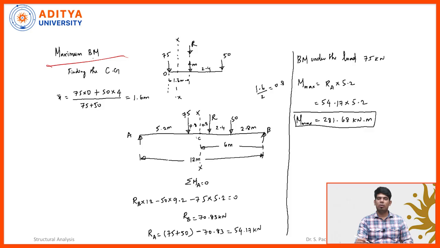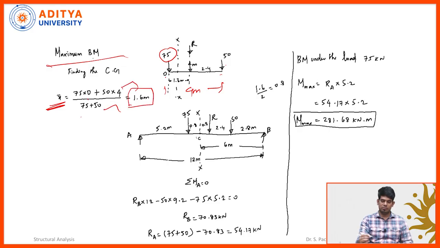So here, why have I included another example? When several point loads are involved, it's very difficult to understand because of the clumsy text. But here you see only 2 point loads are there, and for that I have calculated the centroidal distance. The 75 kilonewton multiplied by the linear distance is 0, and 50 kilonewton multiplied by the linear distance, from here to here, is 4 meters. So 4 multiplied by 75 divided by 75 plus 50 will give you 1.6 meters.